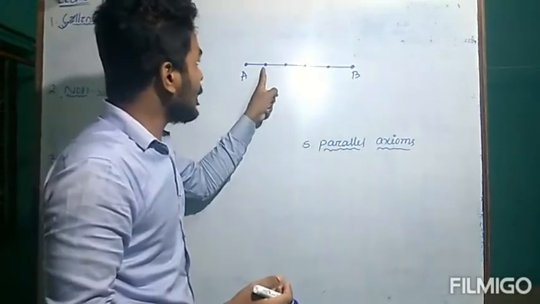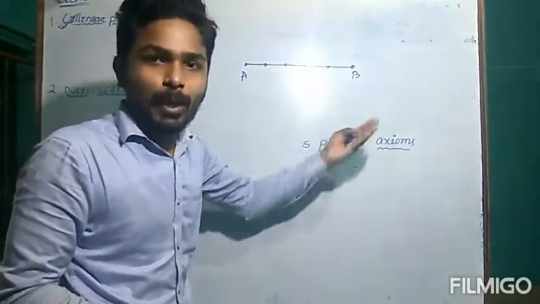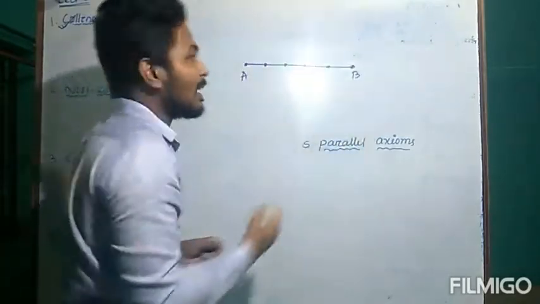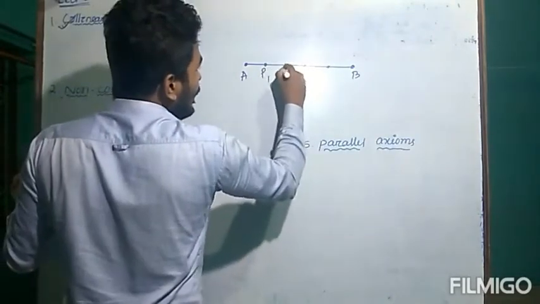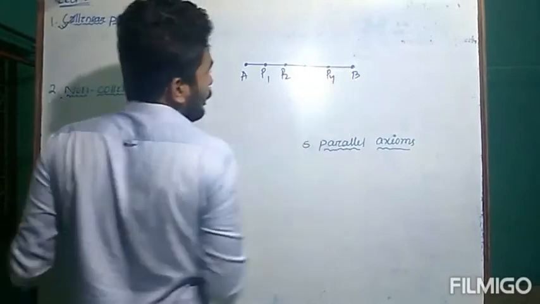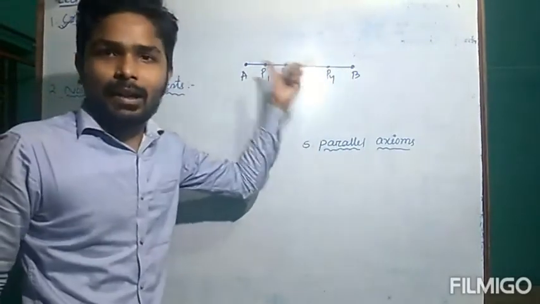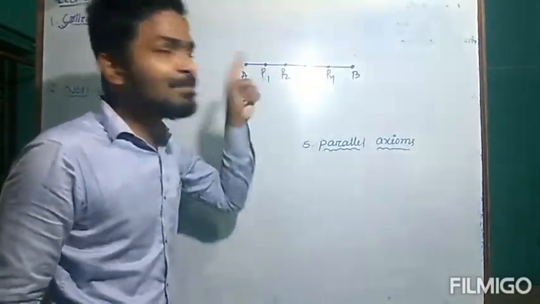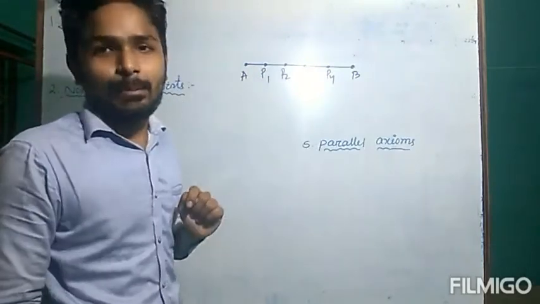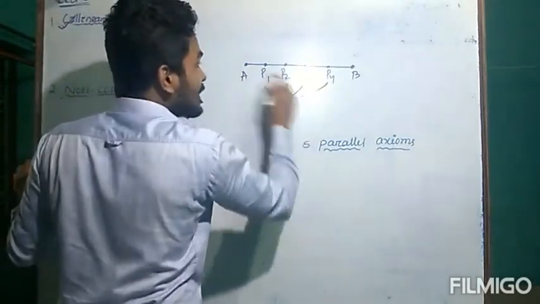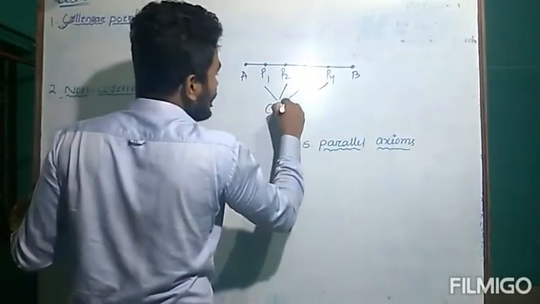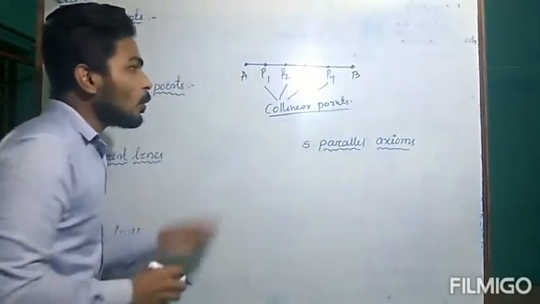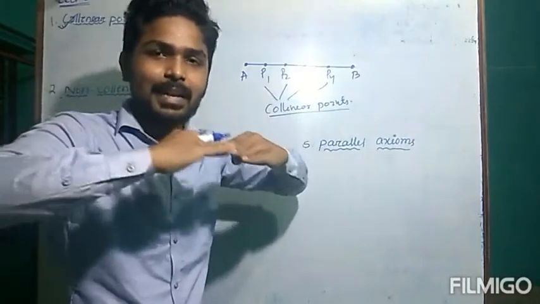It means you can represent a maximum number of points on the same straight line, situated one after another. Suppose there are 4 points P1, P2, P3 and P4. In this way you can represent an infinite number of points on this straight line. So such points which lie on the same straight line are known as collinear points. In order to be collinear, all the points should lie on the same straight line.